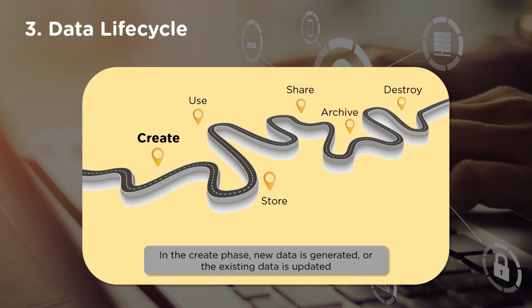Starting off with the create phase. This is the first step in data lifecycle. Here, new data is generated or the existing data is updated. After the data is created, we use data repositories to store the created data. Without storing data, we cannot derive any information from it. Hence, this step is very crucial. In the third phase, data is viewed or used in some application or processed. In addition to data being viewed and processed, it is also shared between various users and customers.